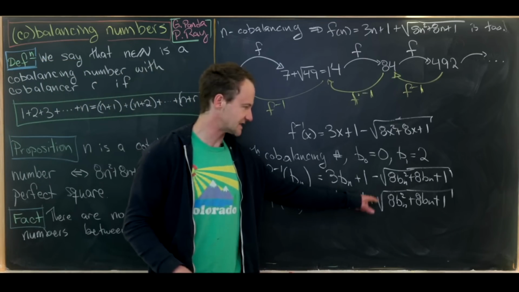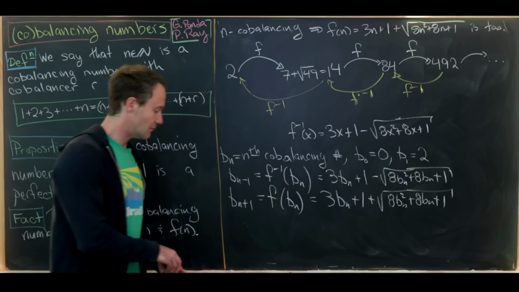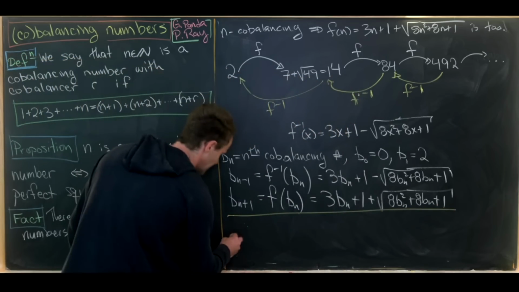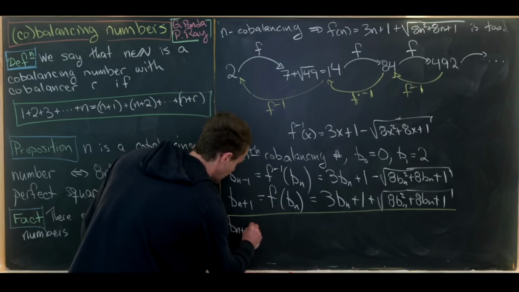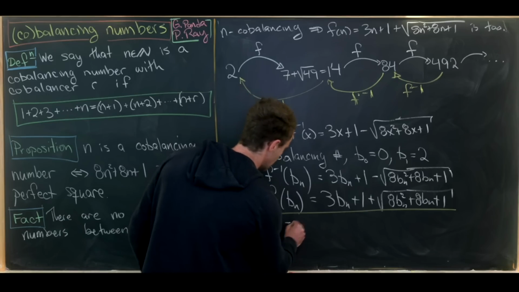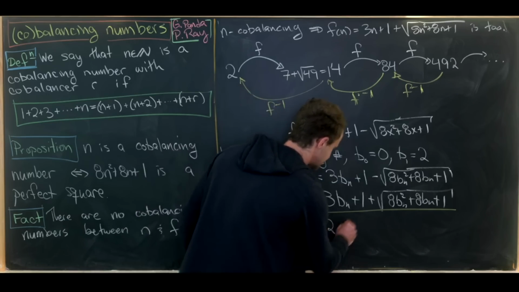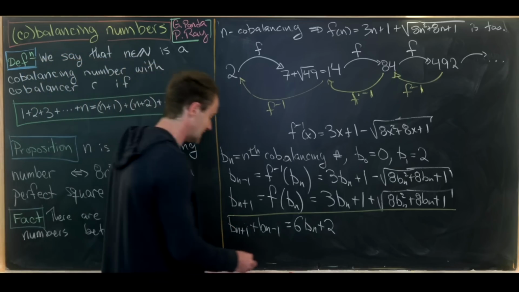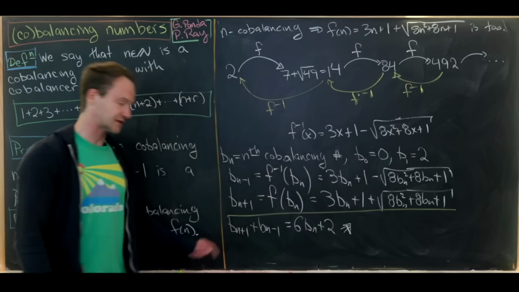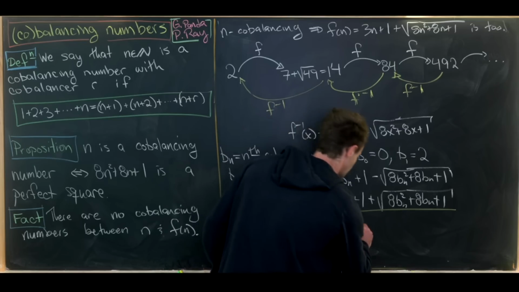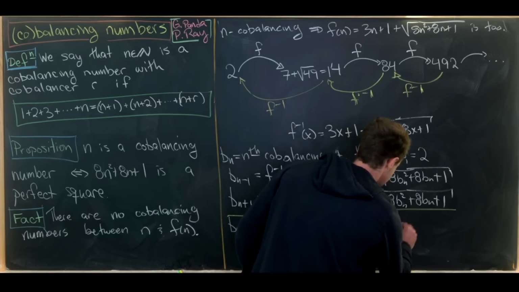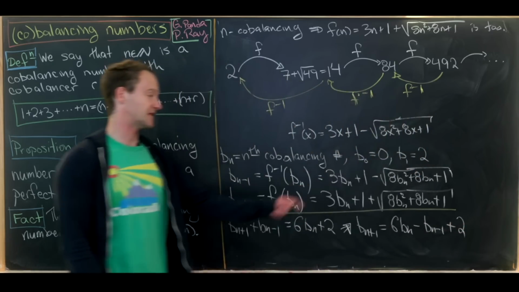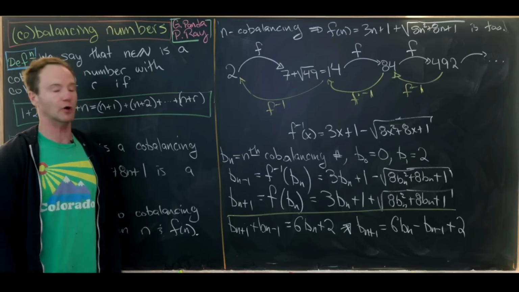But the fact that we've got a positive square root here and a negative square root above motivates us to add these two equations together. And let's see what that'll leave us with. We'll have b sub n plus 1 plus b sub n minus 1 equals 6b sub n plus 2, and those square roots cancel. Then, the great thing about this is we can easily solve for b sub n plus 1, and we'll have a recursion. And so that gives us b sub n plus 1 equals 6b sub n minus b sub n minus 1 plus 2. So we've got this nice two-step recursion for our co-balancing numbers.